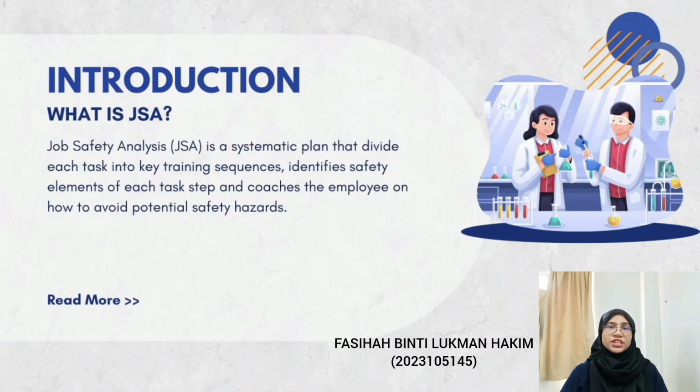Next is the definition of JSA. Job Safety Analysis, JSA, is a systematic plan that divides each task into key training sequences, identifies safety elements of each task step, and coaches the employee on how to avoid potential safety hazards.